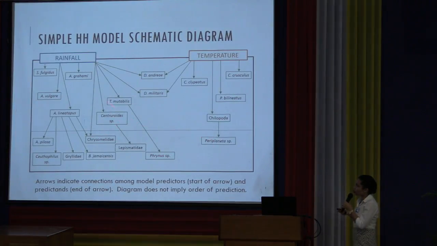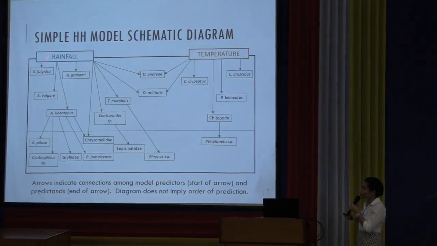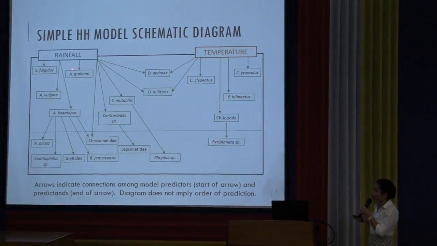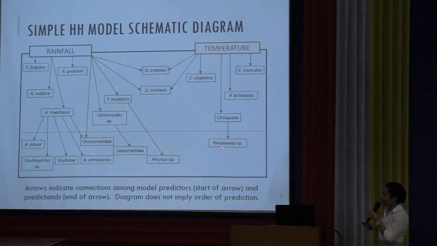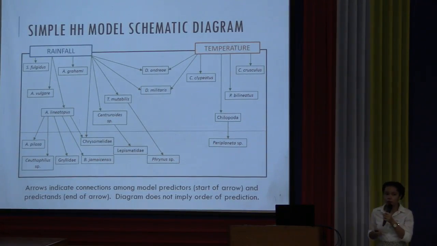Now we use this little schematic to show that the arrows represent where the predictors are and they move towards what they're predicting. So most species were able to be predicted with just either rainfall or temperature, and a few species needed other organisms to predict them.